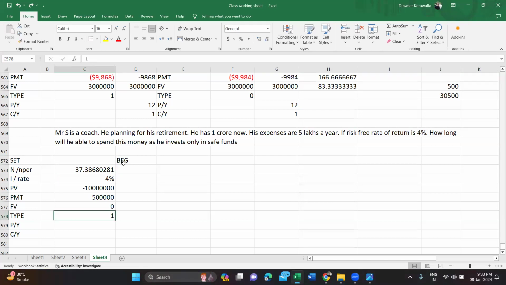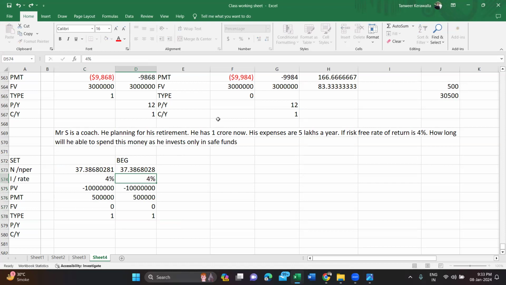On the calculator also, it's the same way, no difference. There's no difference at all on the calculator. Same thing you'll get, right? For 4% you write only 4 here, not the percentage sign. So you have to write only 4, right? Then this will be the same answer, 37.868 you'll get, right?